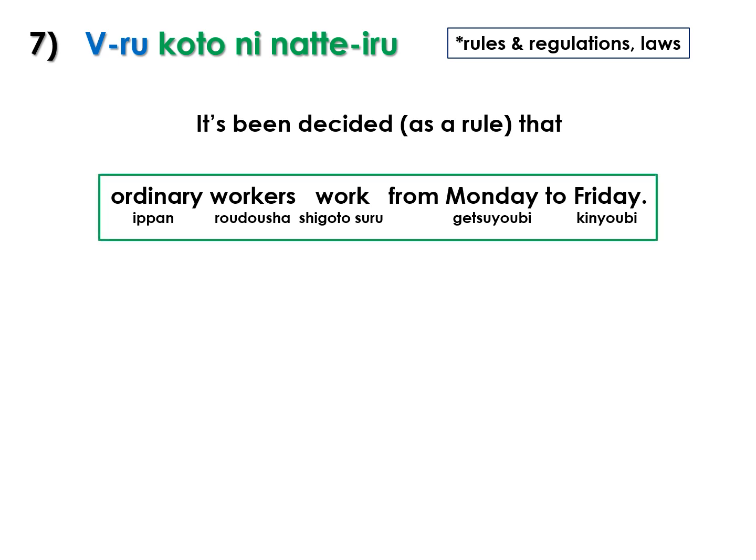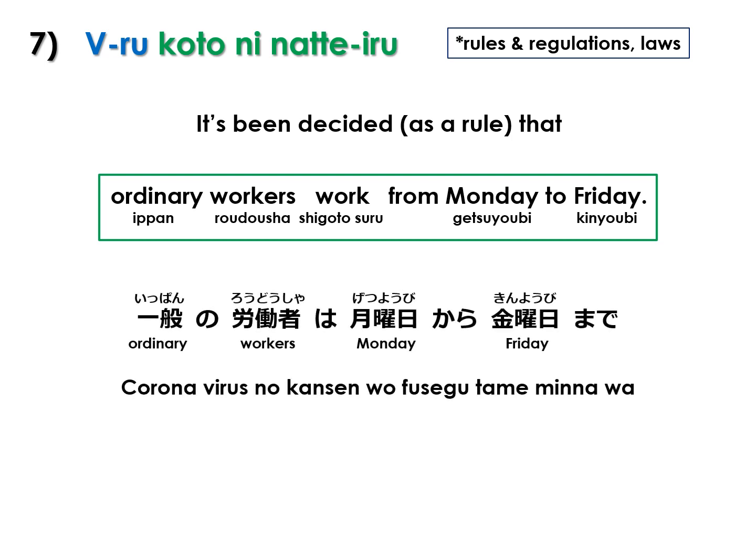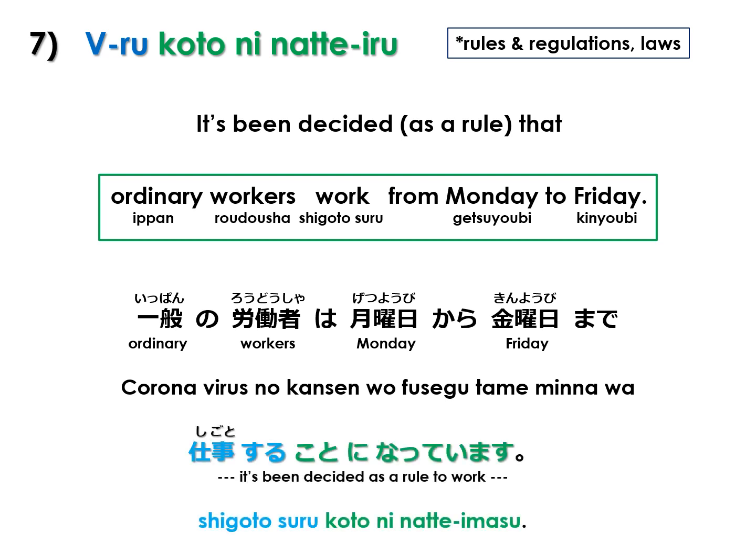We nominalize ordinary workers work from Monday to Friday. In Japanese, 一般の労働者は月曜日から金曜日まで仕事することになっています。 The 5-day work week is a result of work by the labor unions. Before this, workers worked 7 days a week, no vacation.